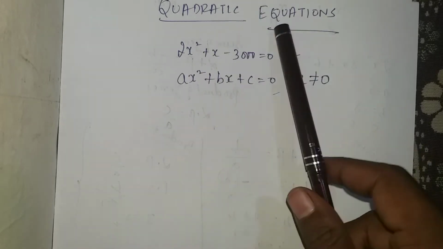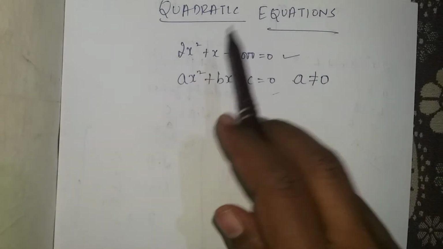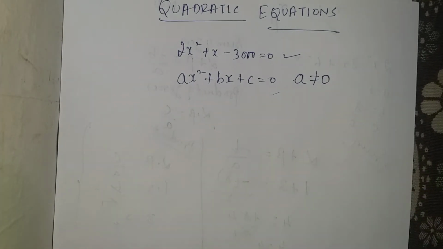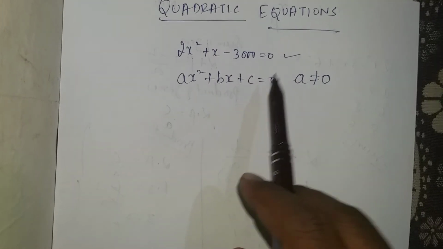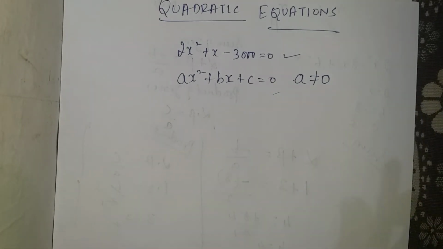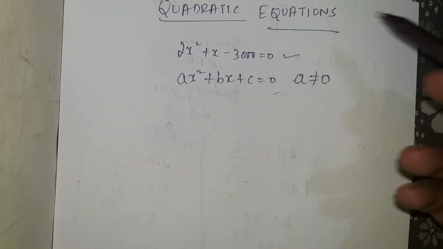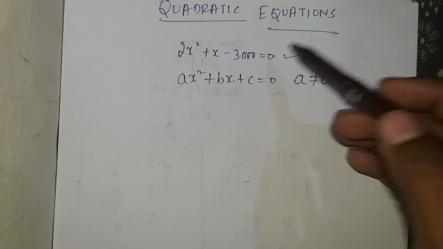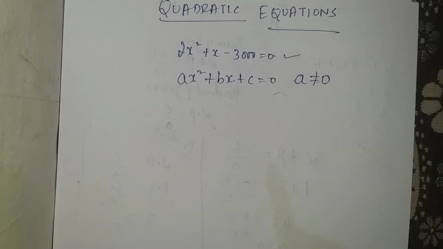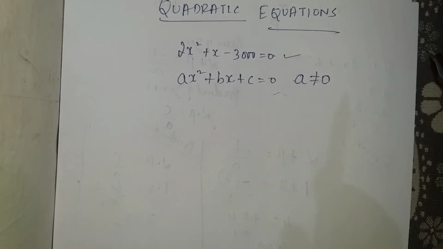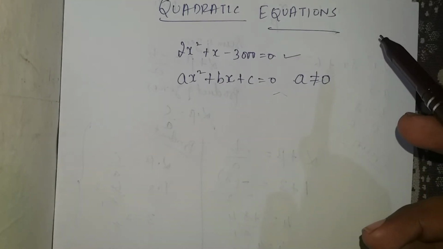I told you quadratic equation means the degree should be 2. Very important: this formula is called the standard form of quadratic equations. By comparing this standard form with the given equations, I can find out the values a, b and c. Got it? Same thing I taught in polynomials also. Here also, you can find the values of a, b and c.